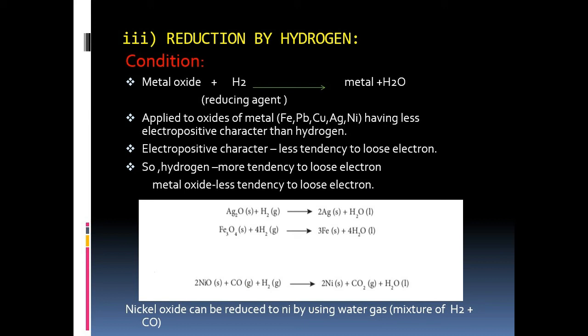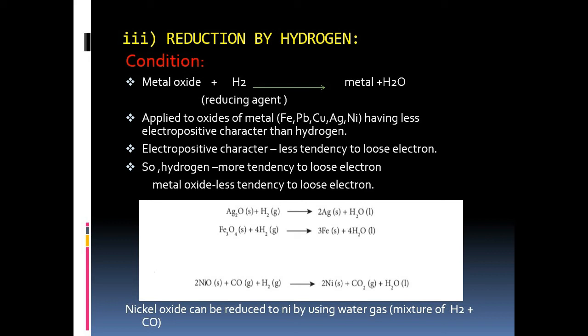And it is applied to the oxides of metals like iron, Fe, lead, Pb, or copper, Cu, Ag, silver, and nickel. So such type of metal oxide only we have to take for this process. And one more condition is it should have a less electropositive character than hydrogen. This is a major thing here. இப்போ நம்ம எடுத்துருக்க மெட்டல் ஆக்சைடோட ப்ராப்பர்ட்டி எப்படி இருக்கணும்னா it should have a less electropositive character than hydrogen.